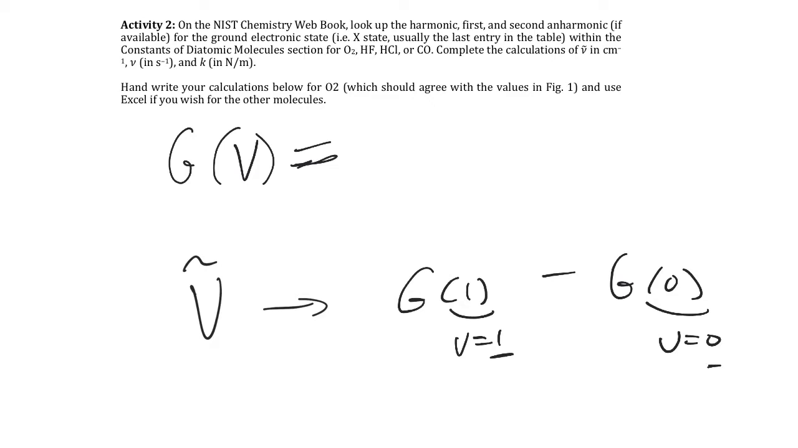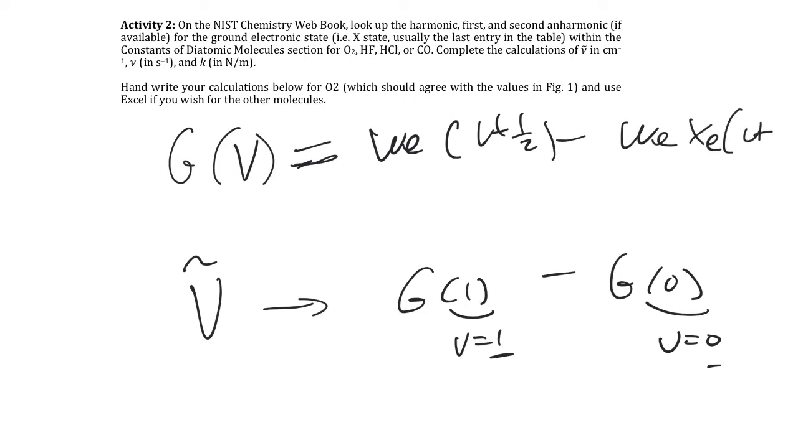Well, for energy as a function of V, this is an equation from the previous page. It's harder for me to slide, so I'll just write down this equation. It's omega E (V plus 1/2), minus omega E xe (V plus 1/2) squared, plus omega E ye (V plus 1/2) cubed. So we have this equation here for G of V, the vibrational energy as a function of the vibrational quantum number V.